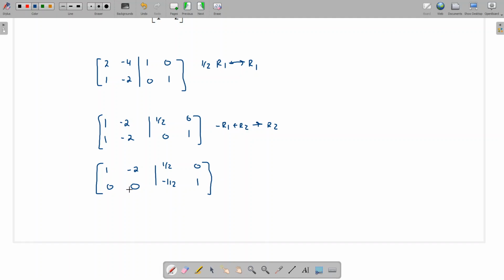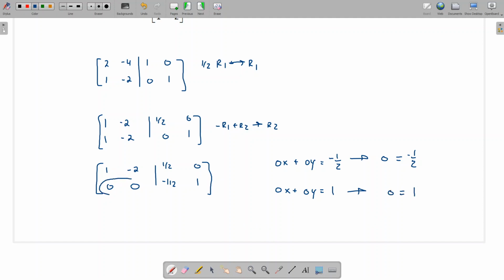So this is a problem because really there's two systems here. We're really saying two different things. We're saying 0x plus 0y is equal to -1/2, but we're also saying that 0x plus 0y is equal to 1. Either one of these is a problem because this really says that 0 equals -1/2, which can't be true, and this one says 0 is equal to 1, and that can't be true.